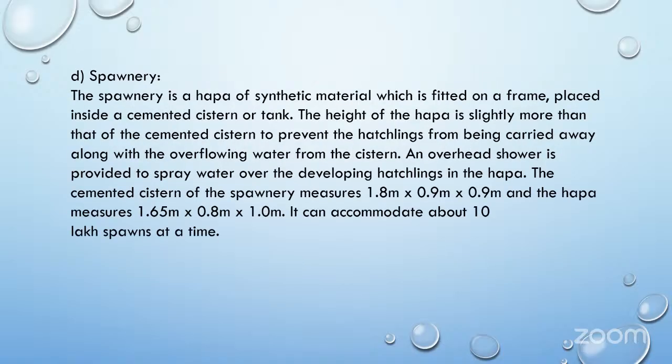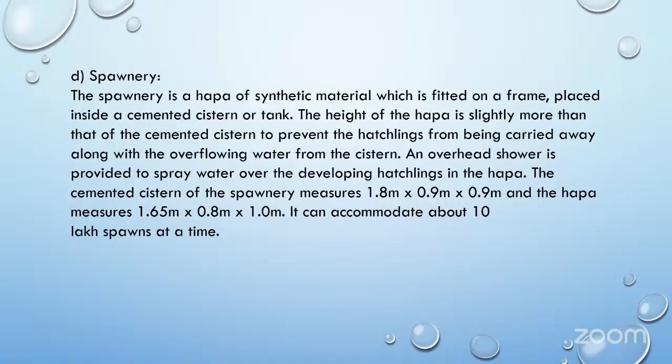Next, spawnery. A spawnery is a hapa of synthetic material which is fitted on a frame placed inside a cemented cistern or tank. The height of the hapa is slightly more than that of the cemented cistern to prevent the hatchlings from being carried away along with the overflowing water from the cistern.